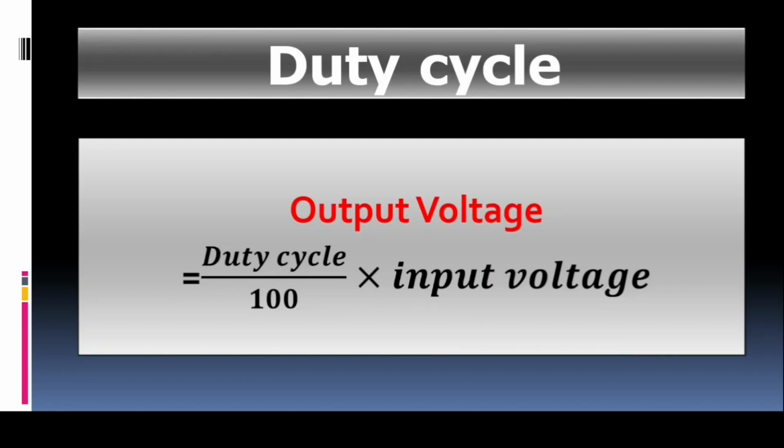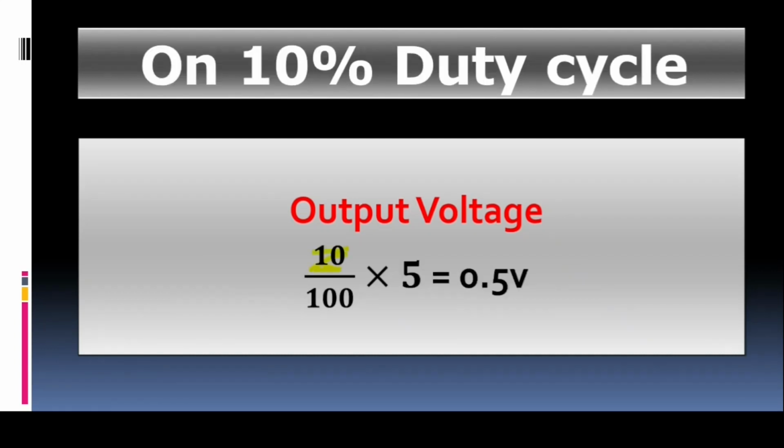Now we will discuss how we can calculate the output voltage. Here the formula is duty cycle over 100 times input voltage. Here the duty cycle is 10% and the voltage is 5 volt, and the output you get on that pin is 0.5 volt, which you can check with the help of a multimeter. Here, on 50% duty cycle, this is the input voltage, and here is the output voltage which is 2.5 volt.